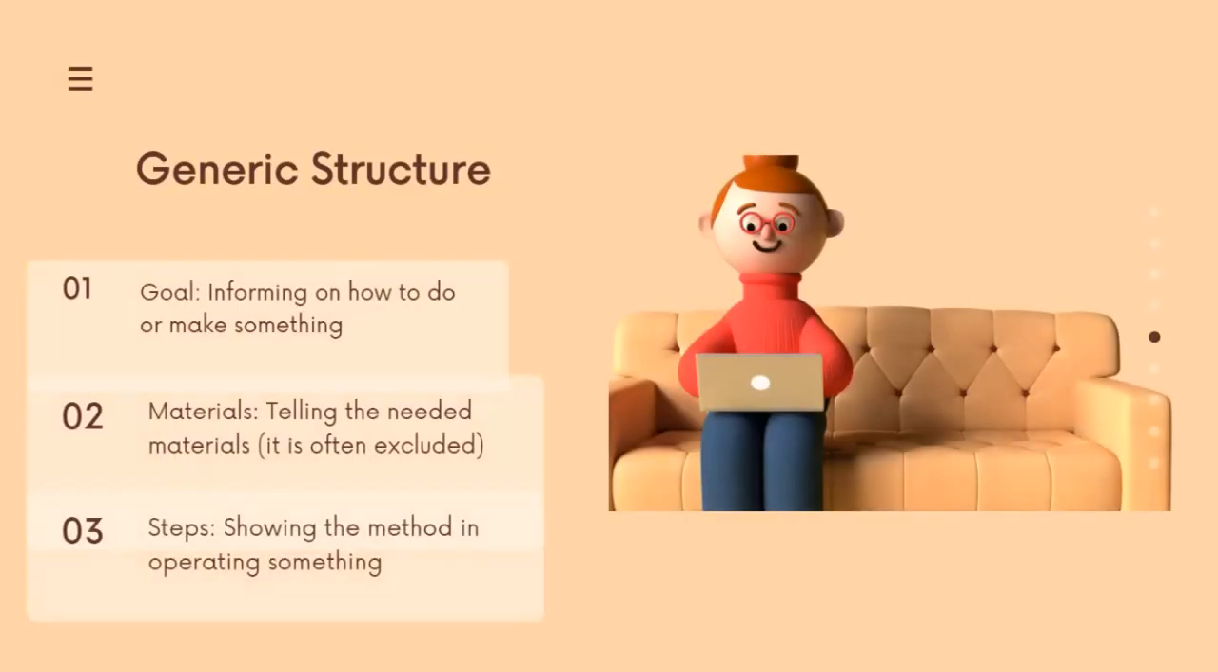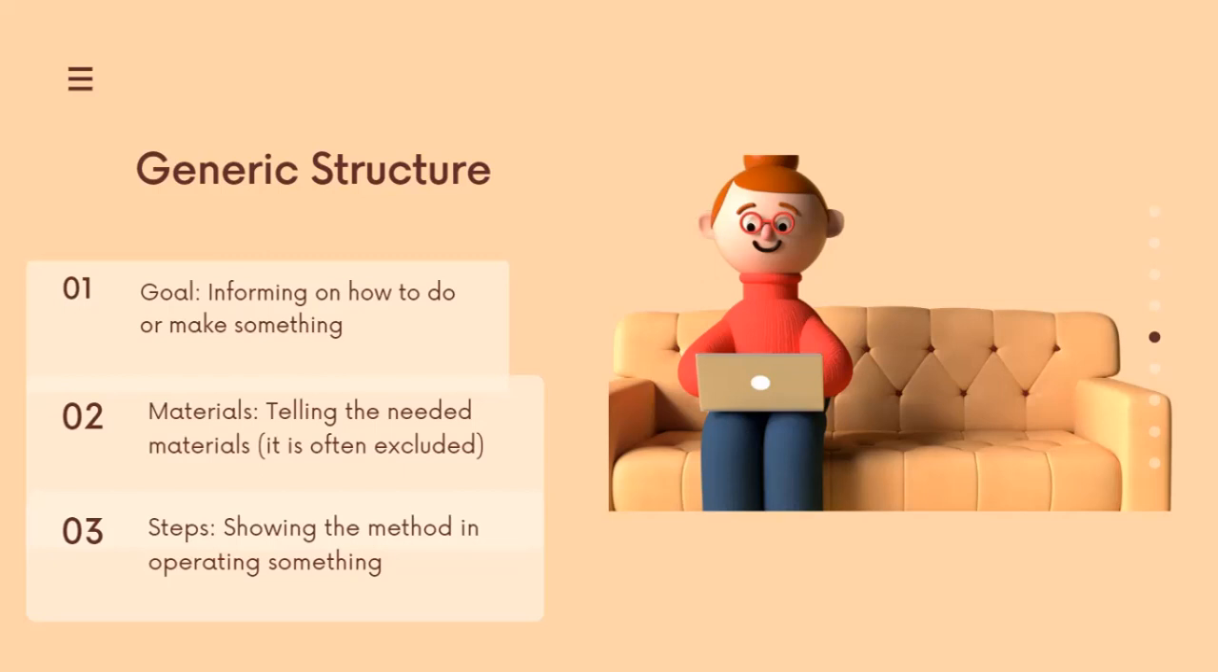Generic structure. The generic structure of the procedure text. Okay, there are three. Goal, informing on how to do or make something. Then materials, telling the needed materials, but it is often excluded or an optional thing. Then steps, showing the method in operating something.